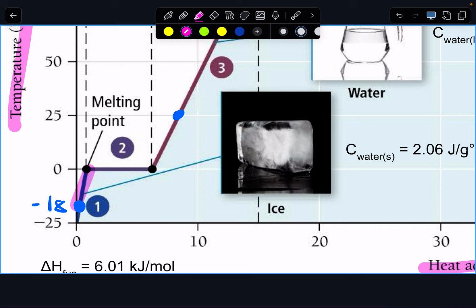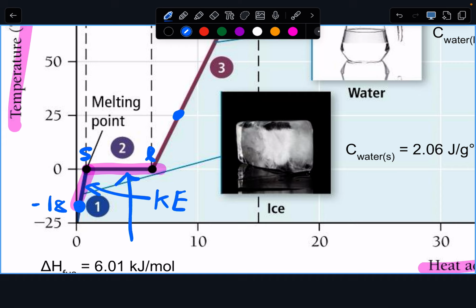So what is happening here is the phase change. We've got solid at this point. We're adding heat, and we are eventually converting it all to liquid. So at this point, we're not really changing the kinetic energy or the motion of the molecules. At this point, we're changing its potential energy.